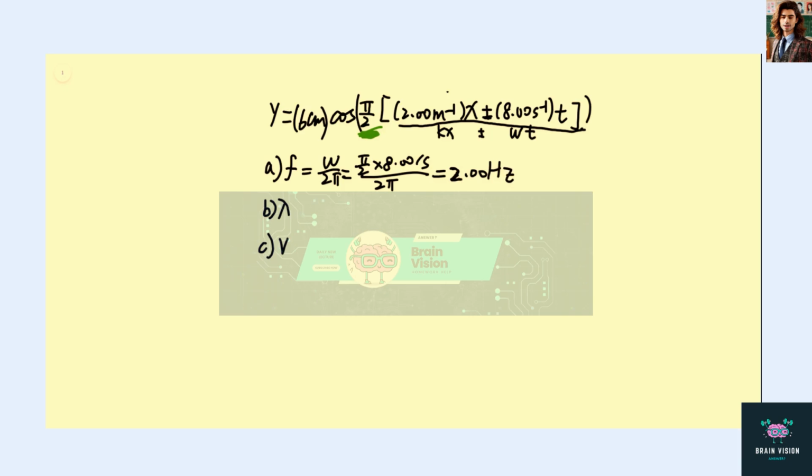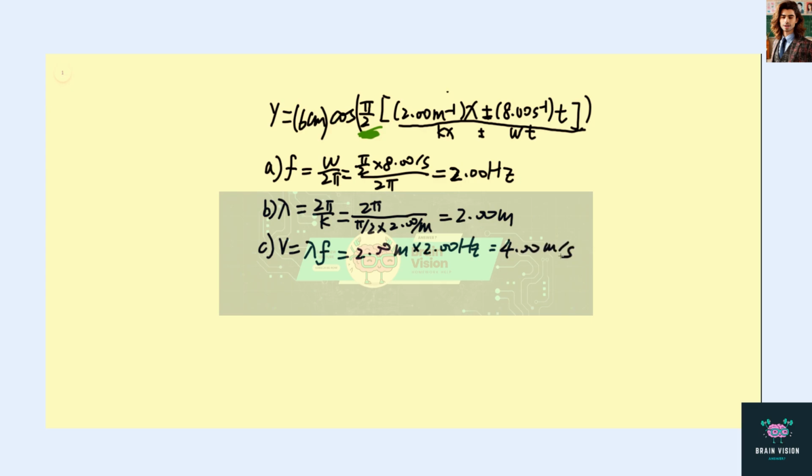And then we can look for lambda. Lambda equals 2 pi over k. What is k? Again, we need to consider this pi over 2 over here: k is pi over 2 times 2 per meter, so lambda is 2 meter. Part C, the velocity. Velocity is lambda times frequency, wavelength times frequency. So 2 meter times 2 hertz is 4 meter per second.